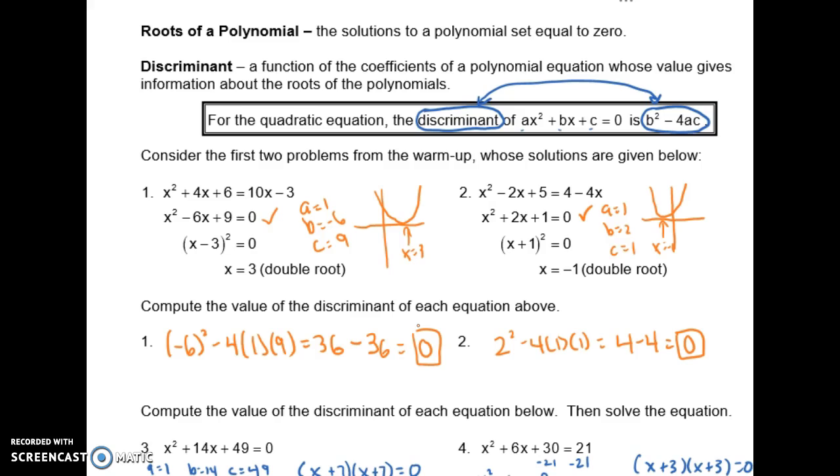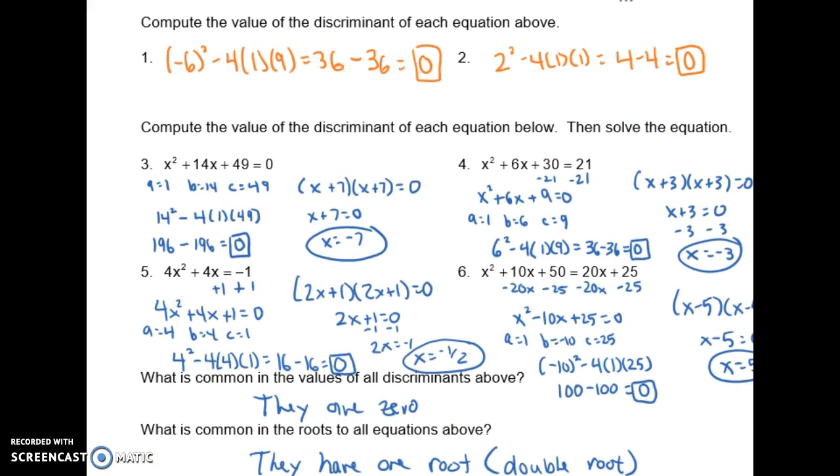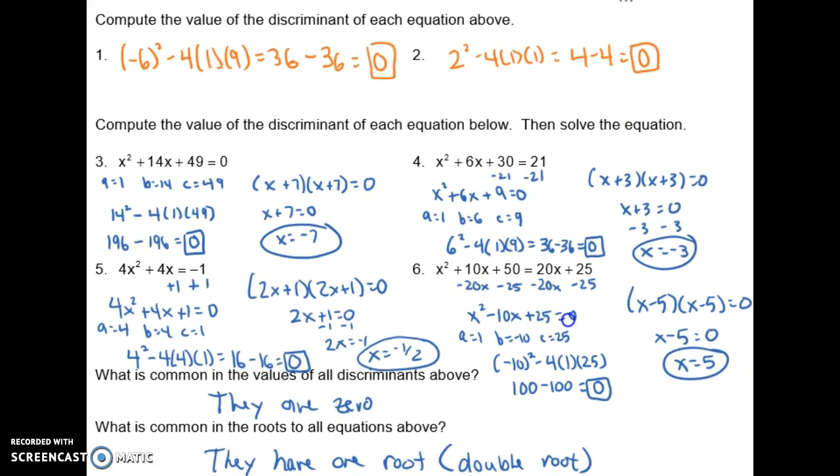It's not a coincidence that when I factored and had a double root, and then I found the discriminant, I got 0. Because every other one that we've done here, the discriminant is 0, and we end up getting one root. That's a conclusion we're going to make: if our discriminant is 0, we're going to get one rational root, which means we can write it as a fraction.